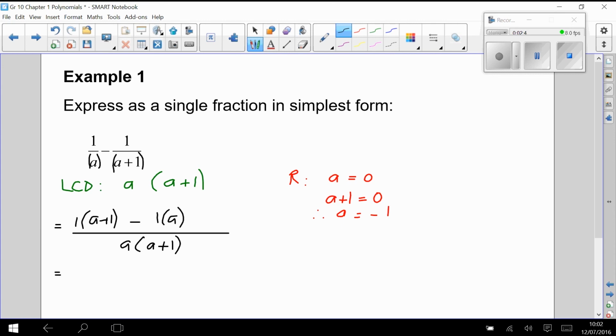Simplifying this, I'm going to have A minus A plus 1, which gives me 1 all over my common denominator, which we have already discovered is going to be A and then A plus 1. Don't bother to simplify the denominator, leave it as factors.